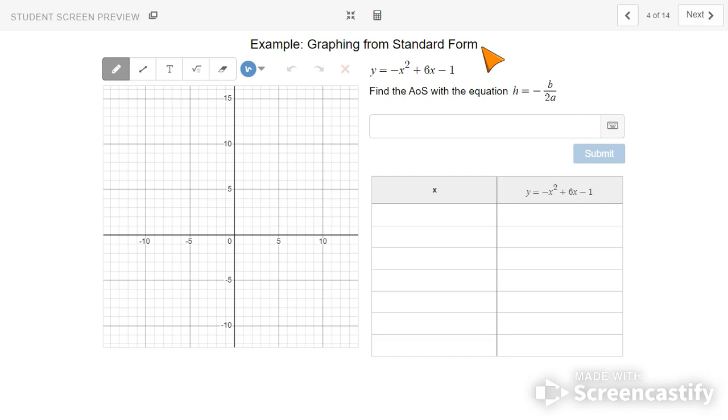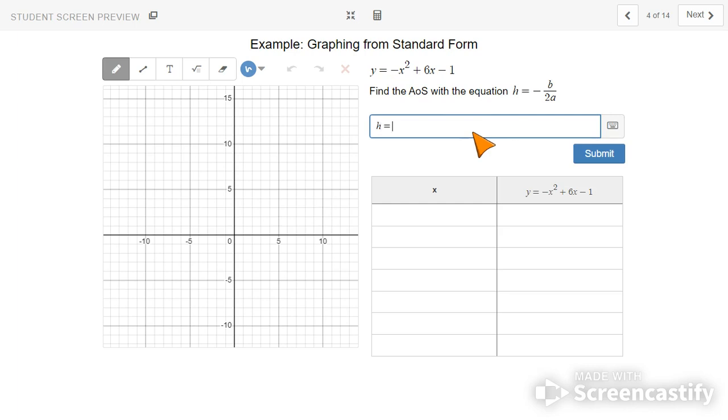So if we're graphing from the standard form, the main thing that we need when we're graphing is to have the axis of symmetry so that I can find the vertex. Let's use this equation to help us find the vertex so that we can graph. The equation y is equal to negative x squared plus 6x minus 1.